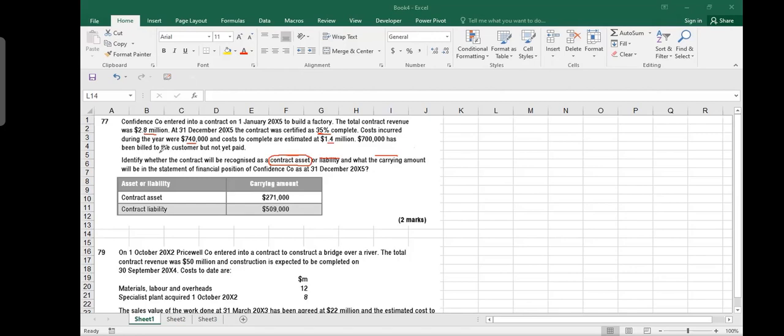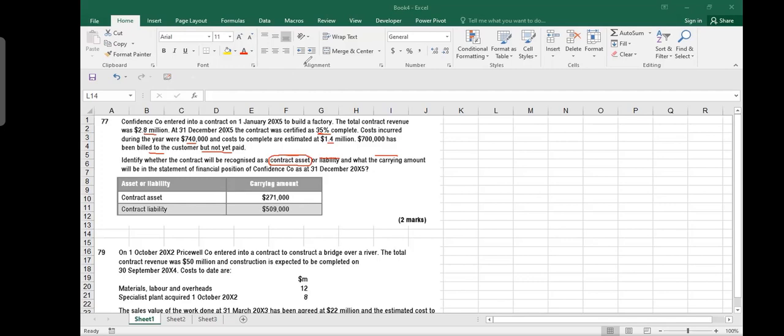700,000 has been billed to the customer, but not yet paid. Actually, the 700,000 is your receivable, the contract receivable. A contract asset is the amount which you can consider your accrued income, which you have earned but not yet invoiced. So the contract asset will be the uninvoiced work, the work which has been certified and approved, which is your accrued income, but you have not invoiced for that.